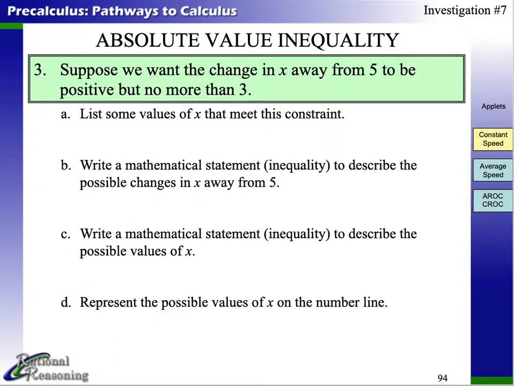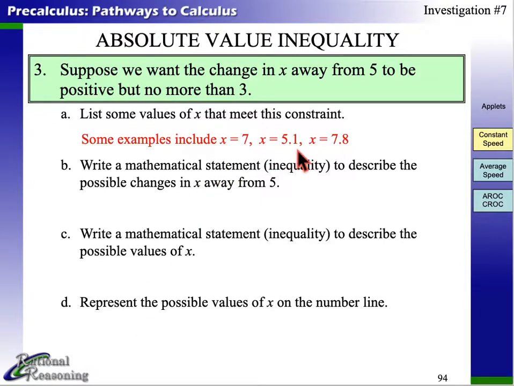Okay. Say we want the change in x away from 5 to be positive, but no more than 3. So this is one-sided. We want it to be positive, but no more than 3, the change away from 5. List some values of x that meet that constraint.